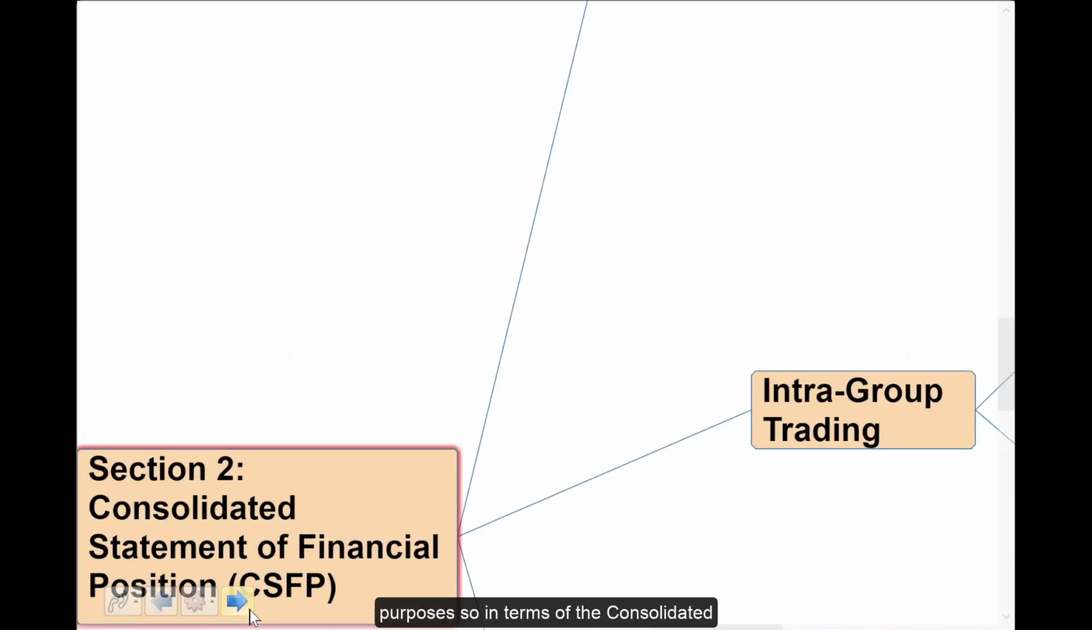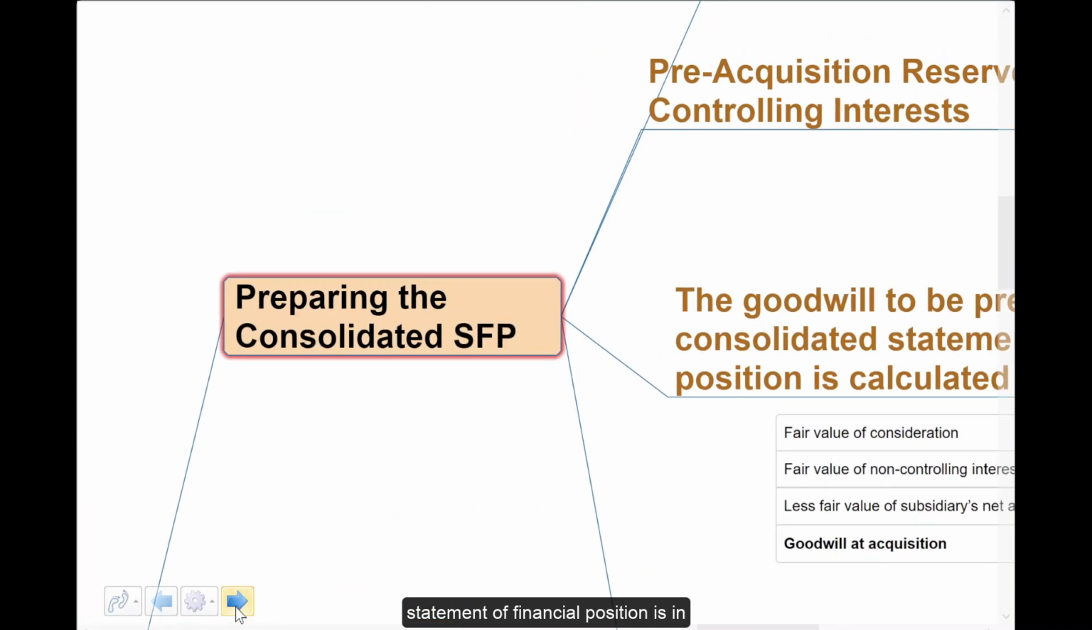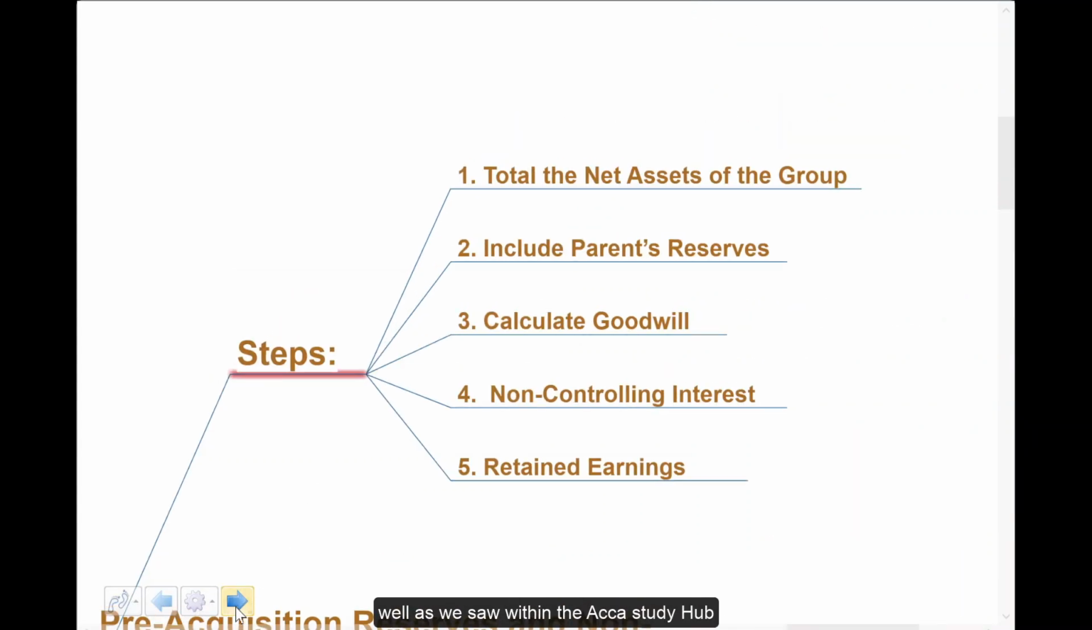One and the same for us at FA purposes. So in terms of the consolidated statement of financial position, we know a statement of financial position is in essence two statements basically related to assets and liabilities. But what about preparing the consolidated statement? Well, as we saw within the ACCA Study Hub, a number of different steps, or if you will, a number of different calculations are required. Now remember, this particular mind map video is about overseeing the whole thing rather than going into the real nuts and bolts or details. So let me talk about these areas.